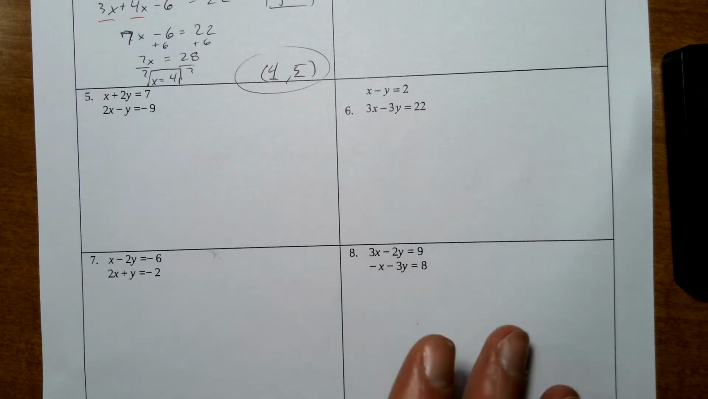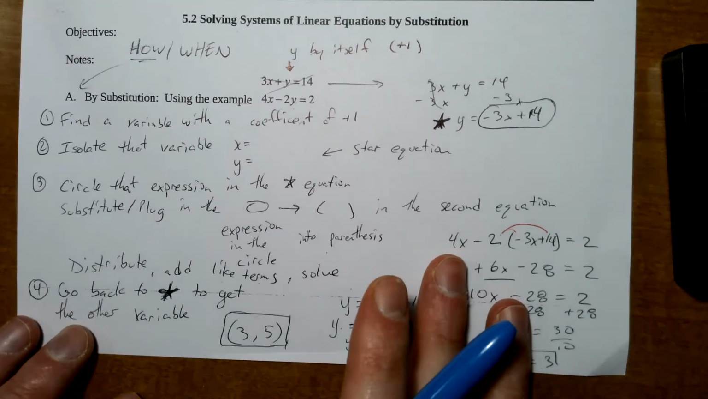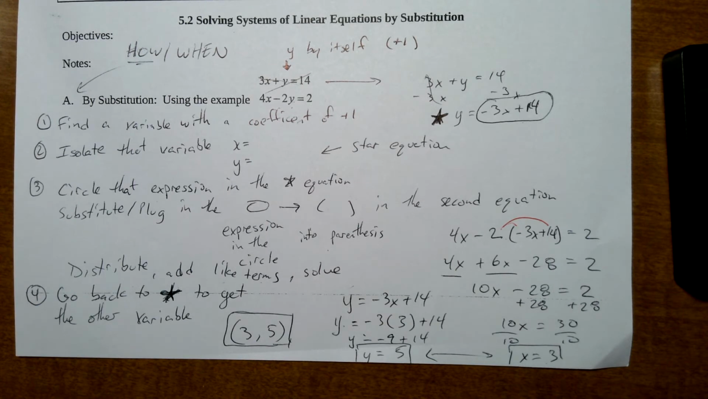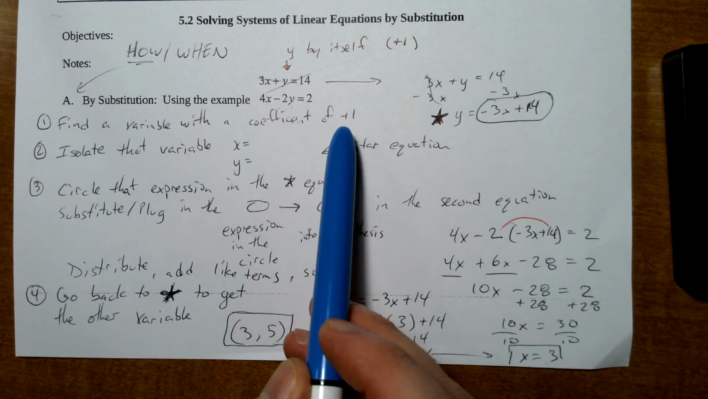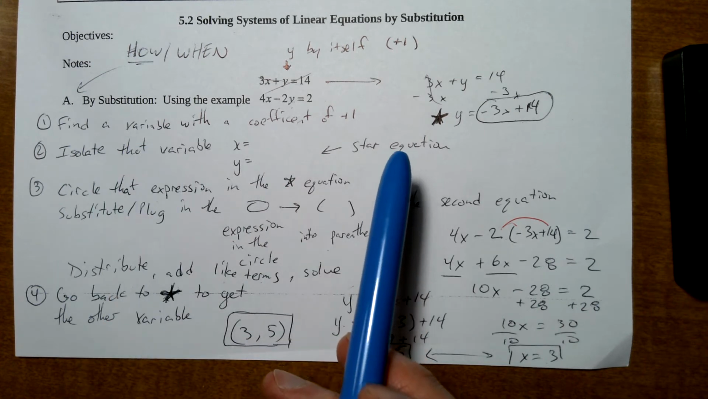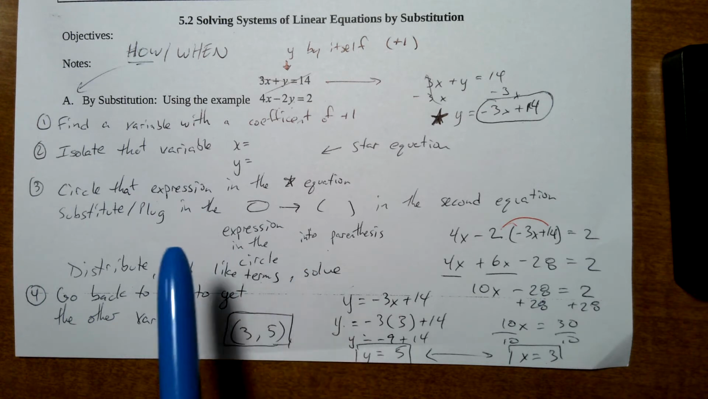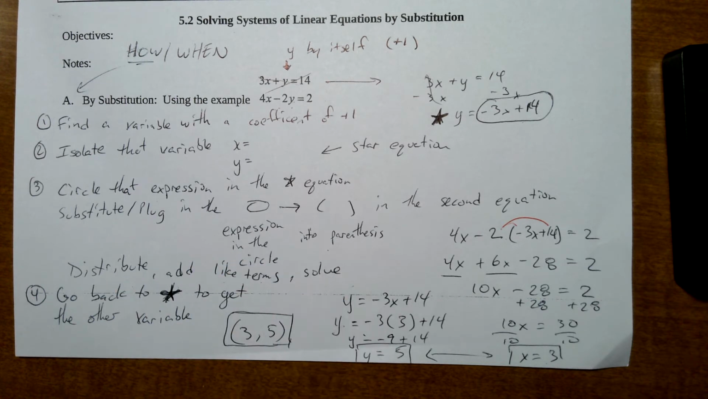We're going to do number 5. Number 5 is a very good example. So before we start number 5, we're going to refer back to our notes, and let's just remember what we need to do. First, we need to find a variable with a coefficient of a positive 1. Then we need to isolate that variable and create our star equation. We're going to circle the equation, plug it into parentheses, distribute, add, and solve.